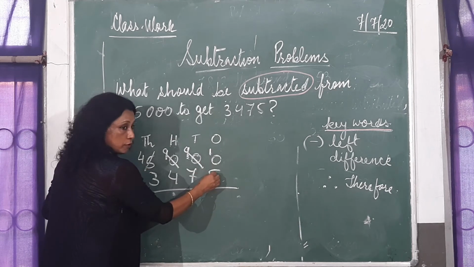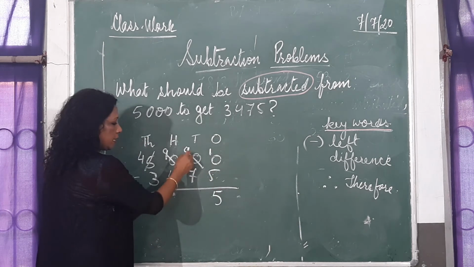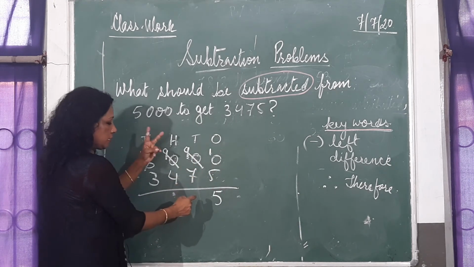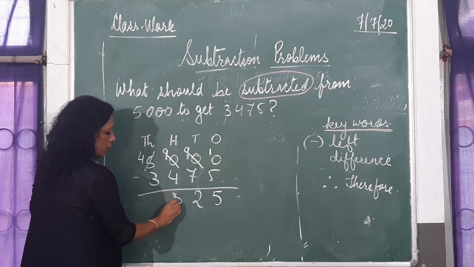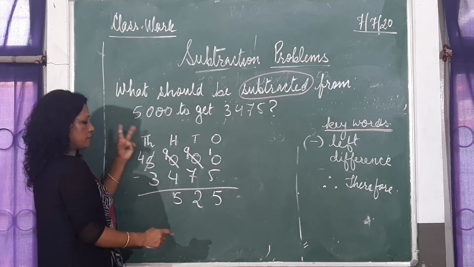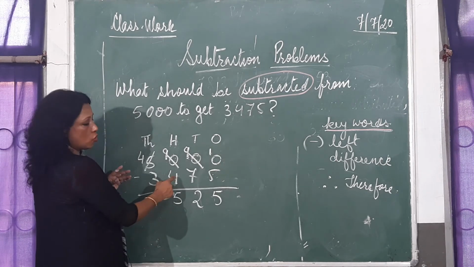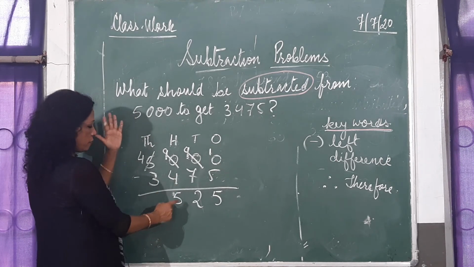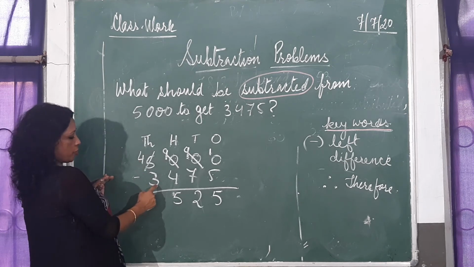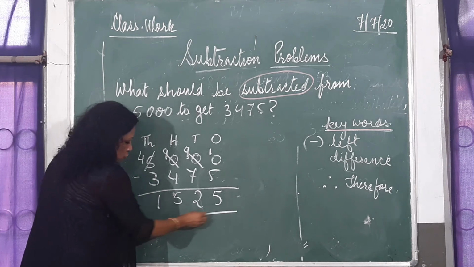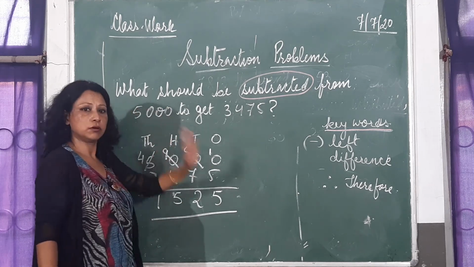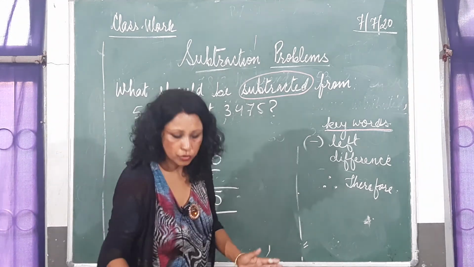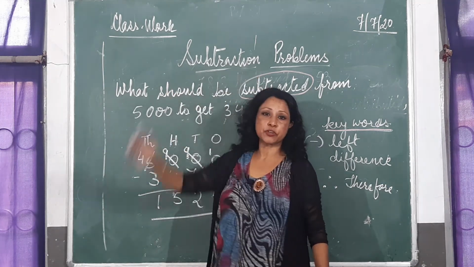So from 10 take away 5 is 5. 9 take away 7. 7, 8, 9. 2. 9 take away 4 is 5. 5, 6, 7, 8, 9. 4, 5, 6, 7, 8, 9. 5. From 4 take away 3 is 1. So this is the end of the sum. Here you don't need to write therefore and all. This is the end of the sum. Okay children, so we come to the end of the subtraction problem.